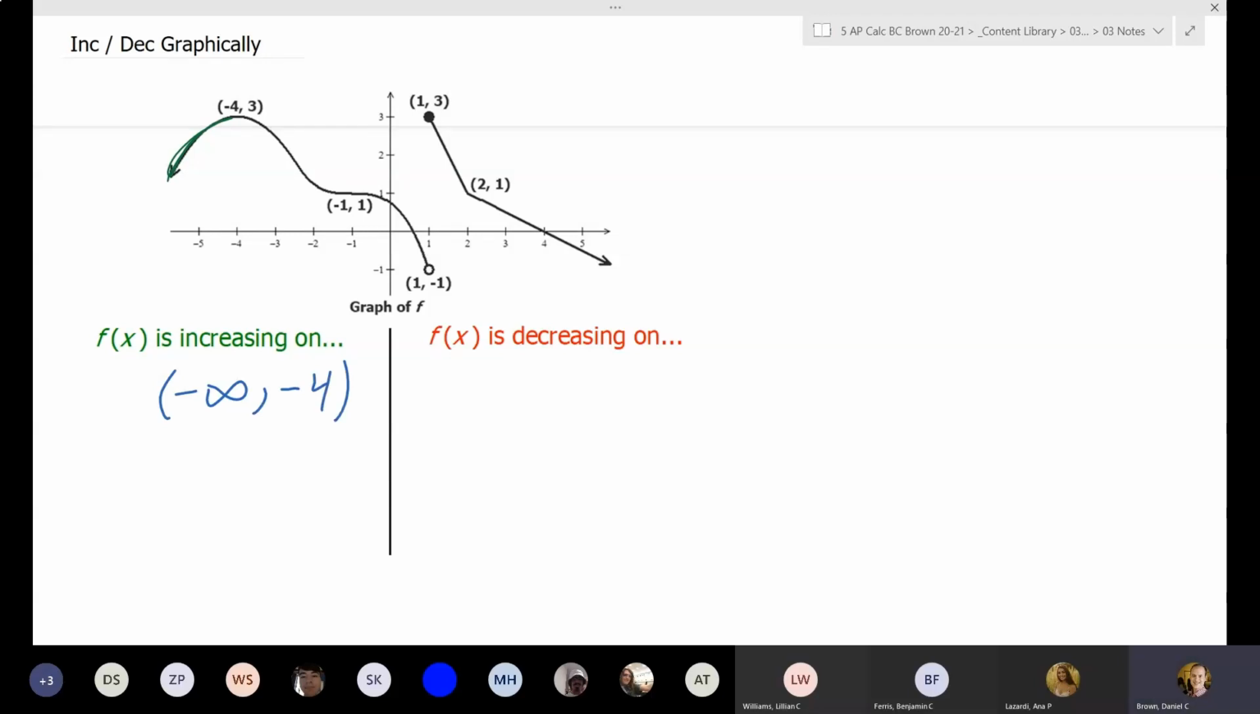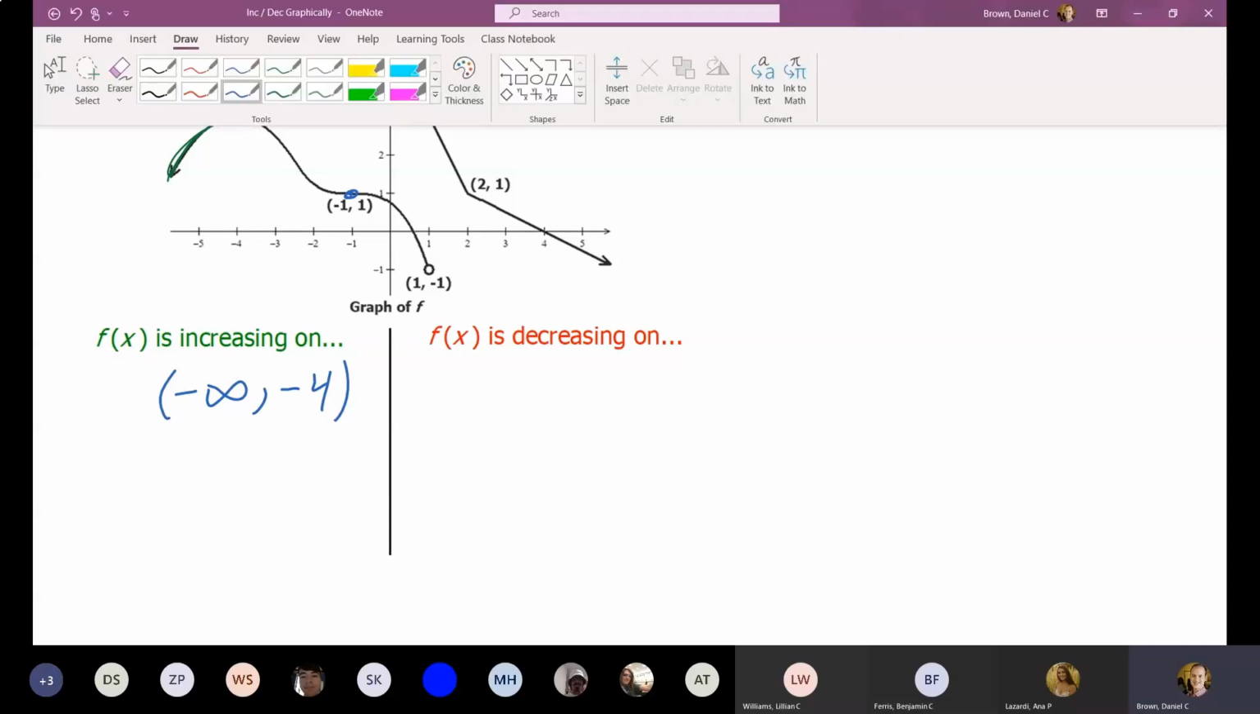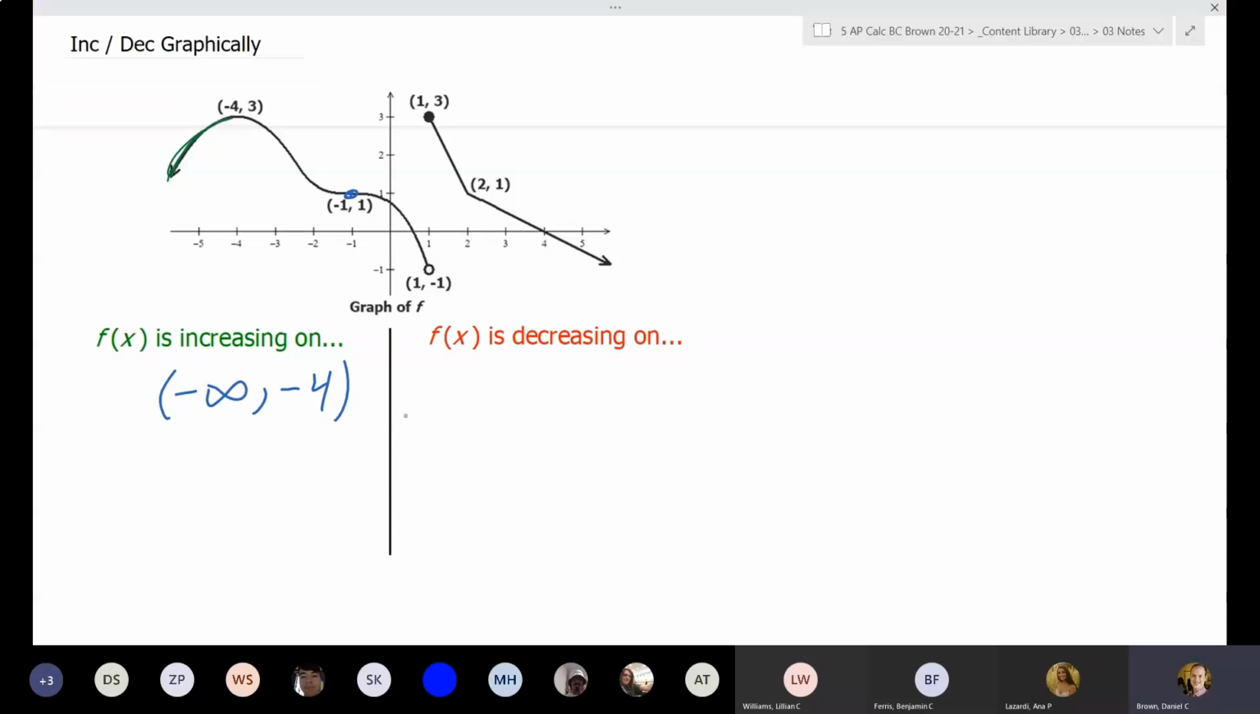When I look at where this graph is decreasing, there is a horizontal tangent at negative 1. There's a jump at 1, and there's a corner at 2. But if I'm talking about where it's decreasing, it starts decreasing at negative 4. Negative 1 is horizontal for that split instant. It decreases all the way to 1, and then it's also decreasing from 1 to infinity.